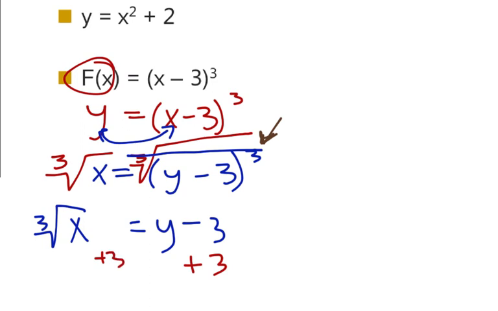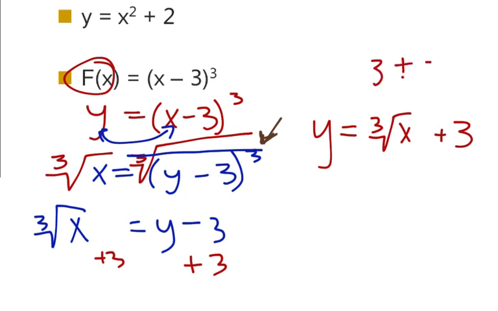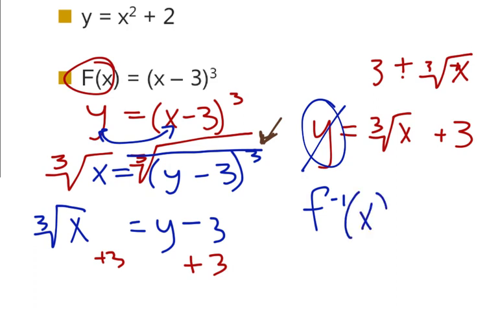And now to finish, to get y alone, to isolate it, we just add the 3. And we go ahead and write y equals cube root of x plus 3. Now you could write it that way, or you could put 3 plus the cube root of x. Either way, it's the same thing, just as long as you understand that the 3 is not underneath the cube root. Okay. So anyway, to finish, we rewrite the y, we cross it out, and we write f to the negative 1 of x is equal to the cube root of x plus 3.